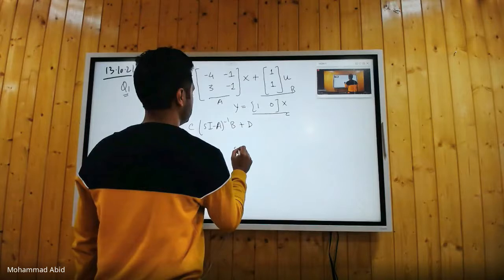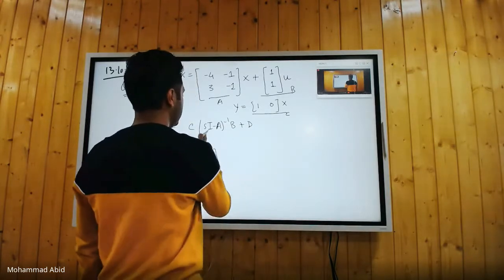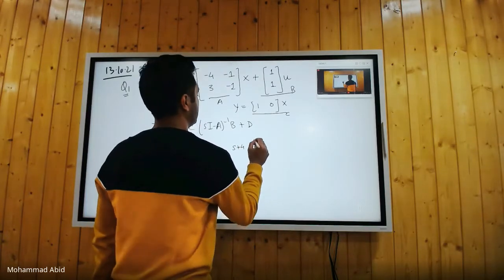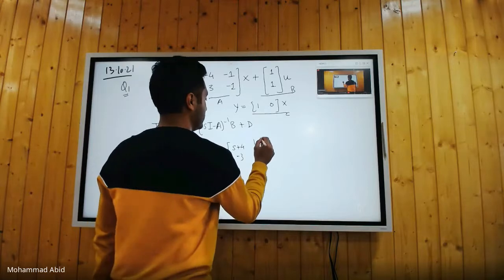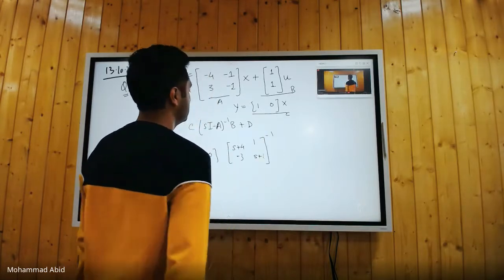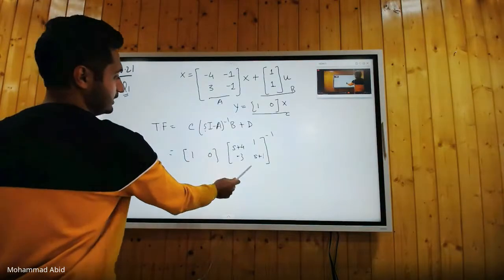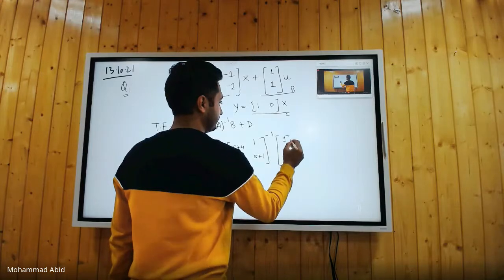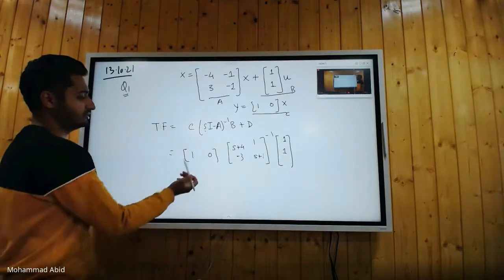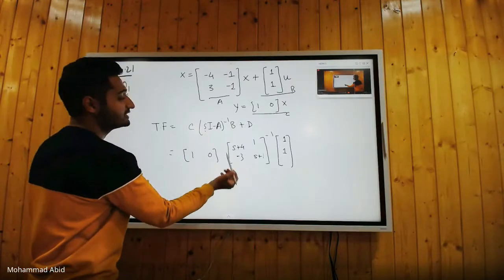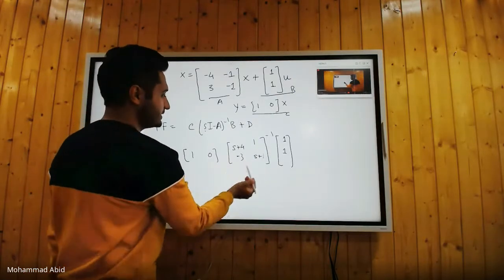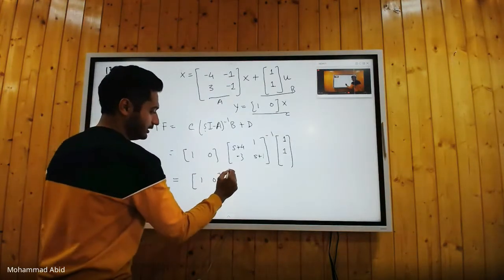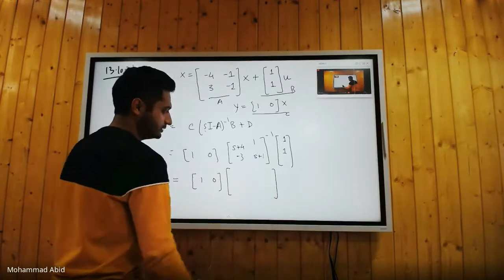If the variable is s, so it's [s plus 4, 1; minus 3, s plus 1]. You have to find the inverse of this matrix. I just wrote sI minus A, and B, that's 1 1. I just substituted C, (sI minus A) inverse, B. I have not evaluated the inverse yet, just sI minus A, and this is B. 1 0. Now the inverse of this 2 by 2 matrix.